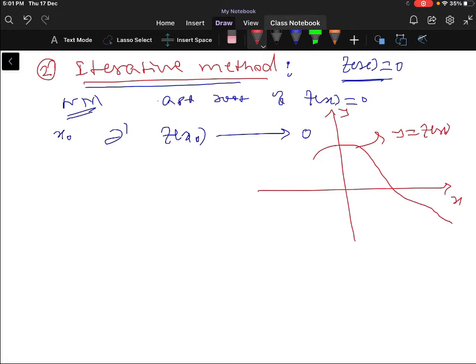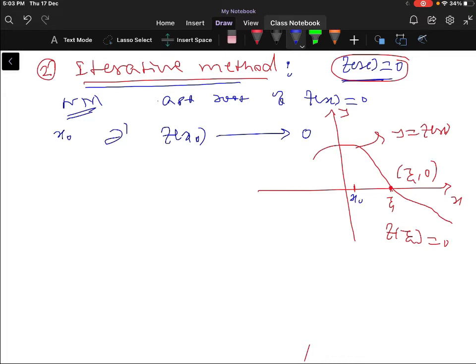We know that at this point f of xi is equal to 0. So this point is xi comma 0. Therefore xi is a root of this equation f of x equal to 0. So geometrically you can show that at the root of the equation always the graph of the equation crosses the x-axis. So therefore near to xi, let us take an initial point, that is x naught.